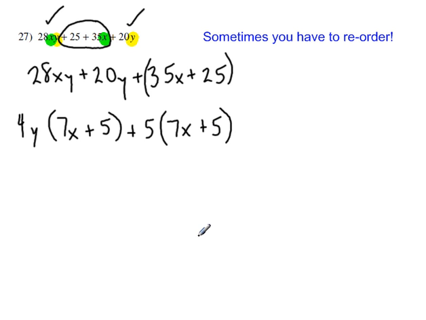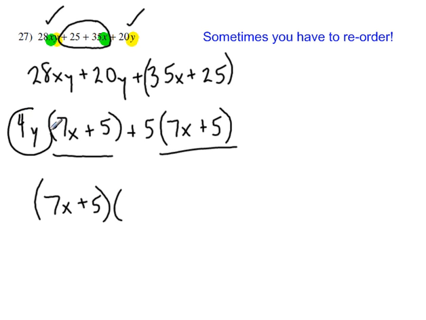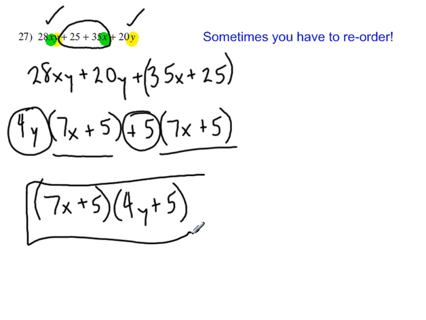All right, now just do what you've just done, seems like a dozen times. 7x plus 5 is in common. That's the same. What is that being distributed to? It's being distributed to 4y plus 5. And that can't be taken further, so you're finished there.